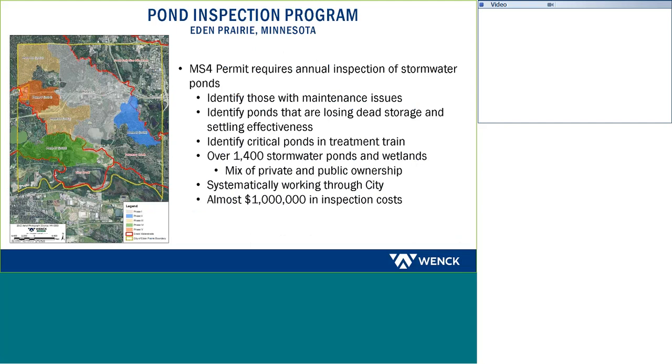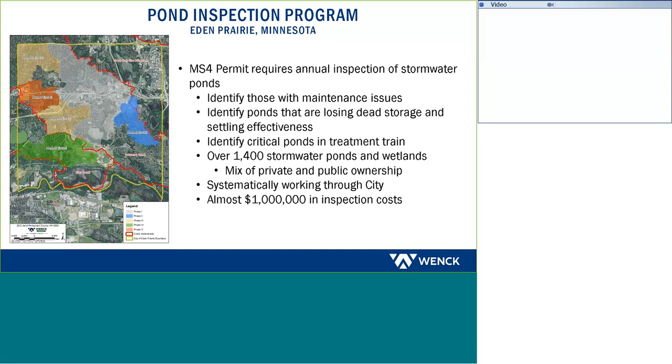Now, to give you an idea of what a city like Eden Prairie in Minnesota is facing, they have over 1,400 stormwater ponds and wetlands plumbed in their system, and they're about a 36 square mile city. That's a lot of wetlands and very diffuse throughout the city to try to manage and figure out how do we manage phosphorus cycling in there. They're a mix of private and public ownership. They don't have access to all the ponds either. Many of them are on private lands, and that's a problem.